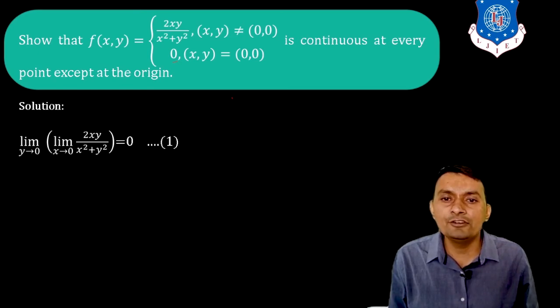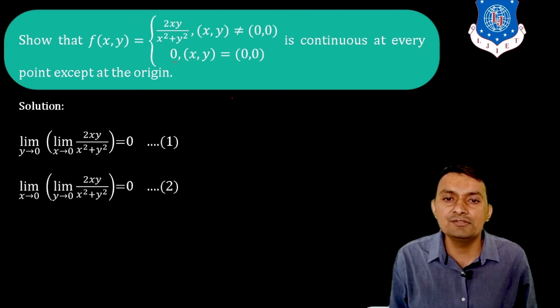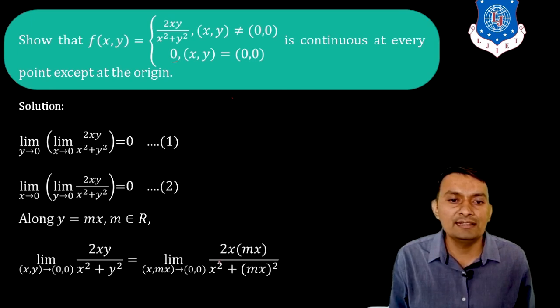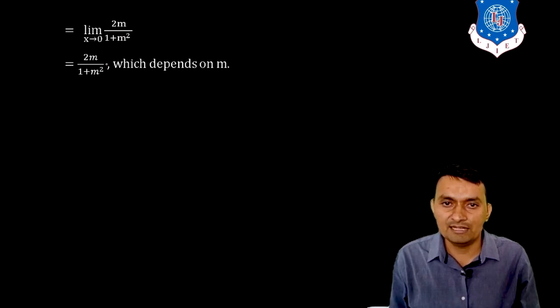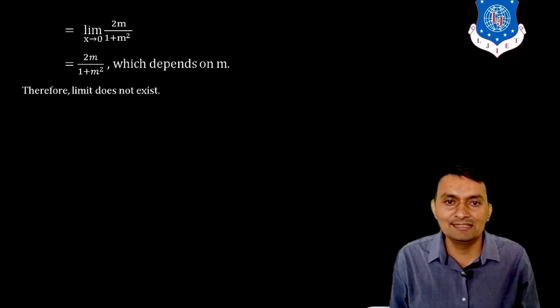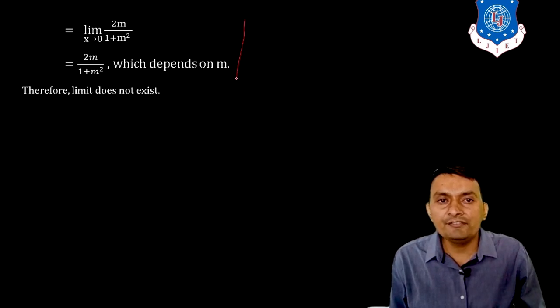If I follow path number 1, limit x tends to 0, then after y tends to 0, the answer is 0. Path number 2: we have to assume that y is equal to mx. We are going to get this one. When we observe the limit as x tends to 0 of m divided by 1 plus m square, we get an answer which depends on m, and therefore we can say that the limit does not exist.